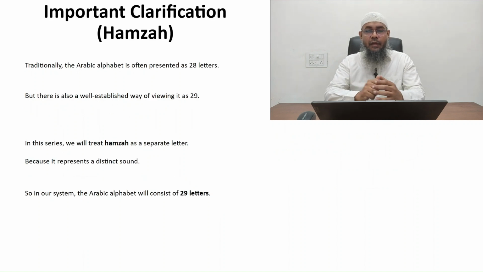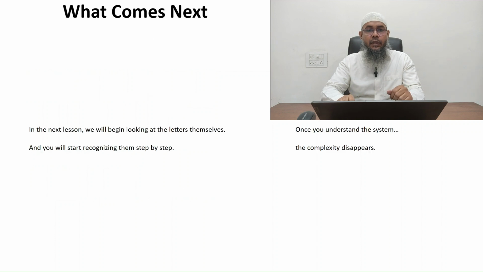Important clarification: Hamza. Traditionally, the Arabic alphabet is often presented as 28 letters, but there is also a well-established way of viewing it as 29. In this series, we will treat Hamza as a separate letter because it represents a distinct sound. In our system, the Arabic alphabet will consist of 29 letters.